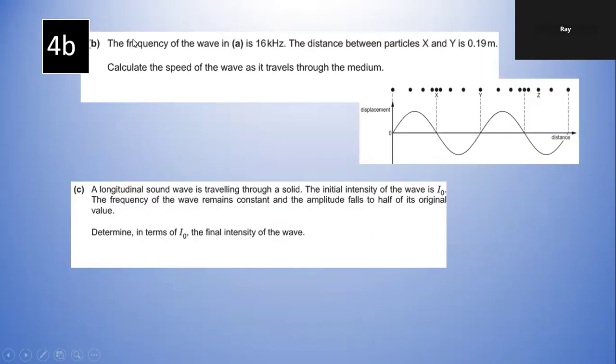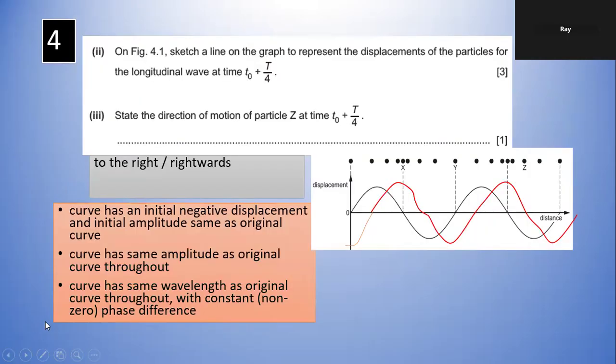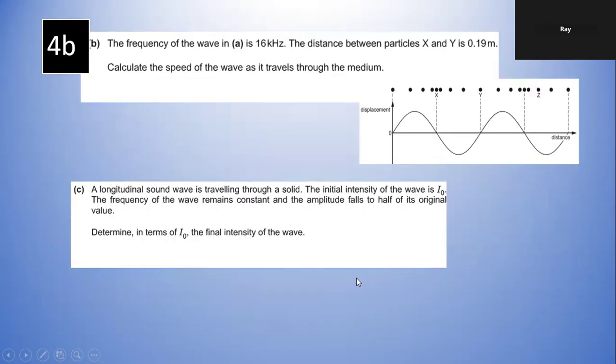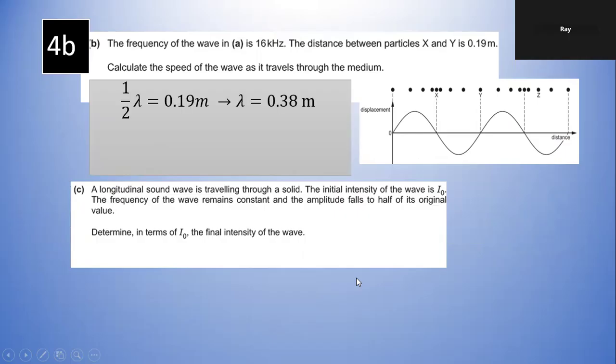What do they mean by t equals 0? State the direction of motion of particle. This is t naught. So a quarter of a period is 90 degrees. It has shifted, it has moved by a quarter of a period. Move to the right. And calculate the speed.